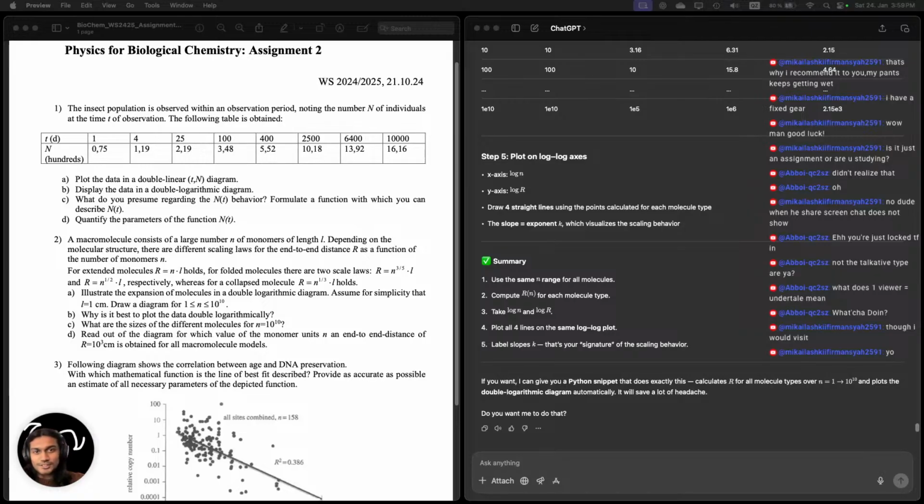Fellow fixed gears, do you have front brakes or are you the no brakes fixed gear? I've seen some people with no brakes. Like, come on, at least you gotta have the front brakes. No offense if you don't have any brakes.